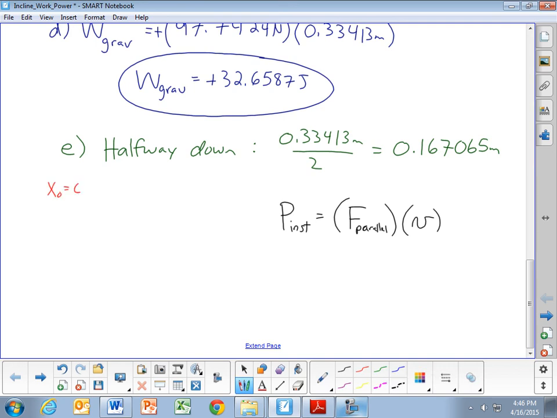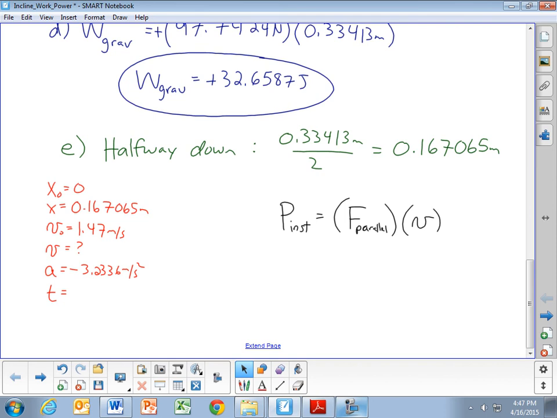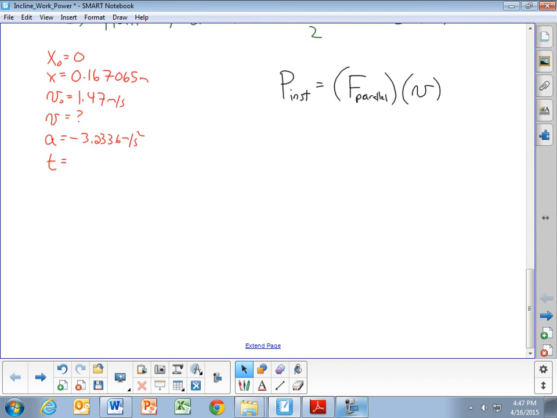So it's starting at a position of 0 meters. The later position is 0.167065 meters. The initial velocity is still 1.47 meters per second. We're looking for this final velocity. The acceleration is still negative 3.2336 meters per second squared. We don't care about the time here. So to find this velocity, again, I can use the equation that relates the velocity to the position.